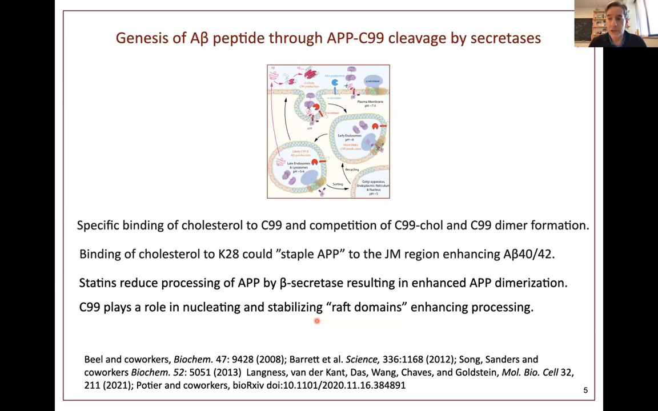So a number of conjectures have come out of studies of the C99 protein in membrane and micelle. The group of Charles Sanders at Vanderbilt has done beautiful work using NMR spectroscopy to demonstrate that there could be a specific binding site for cholesterol on the C99 protein that might be important in its processing and possibly even in cholesterol regulation. It has been proposed that cholesterol may play a role in binding to APP in a way that staples APP in the juxtamembrane region, to control the point of cleavage by gamma secretase in a way that correlates with enhancing A-beta 40 production.